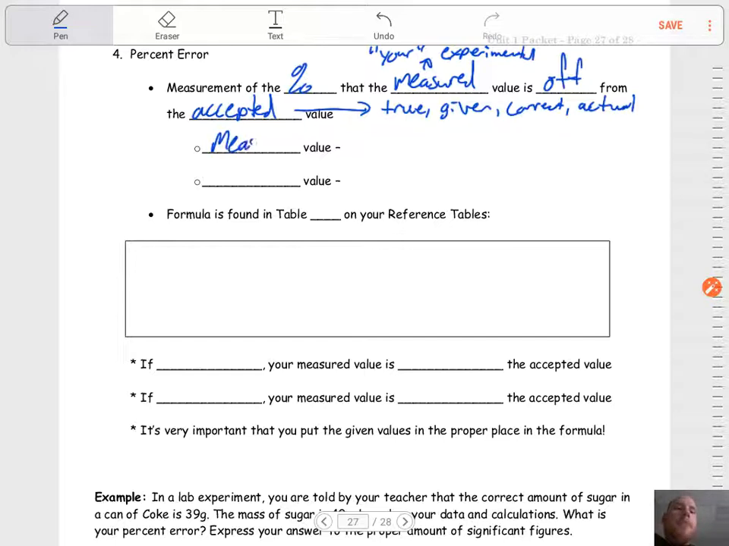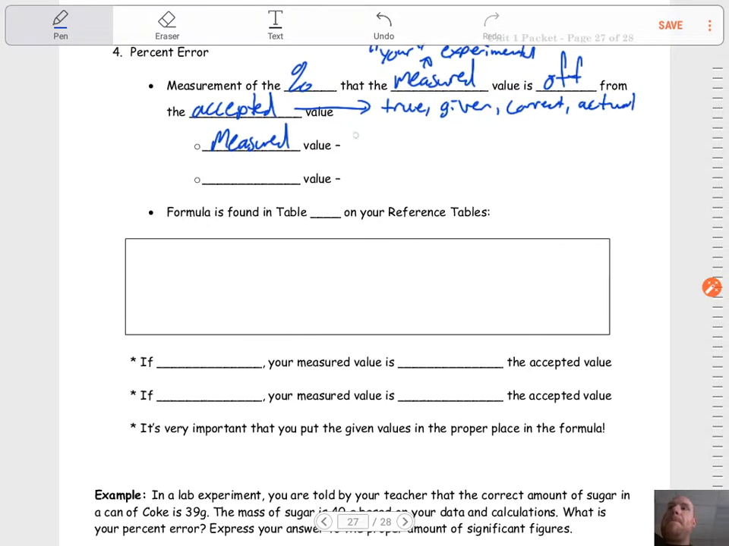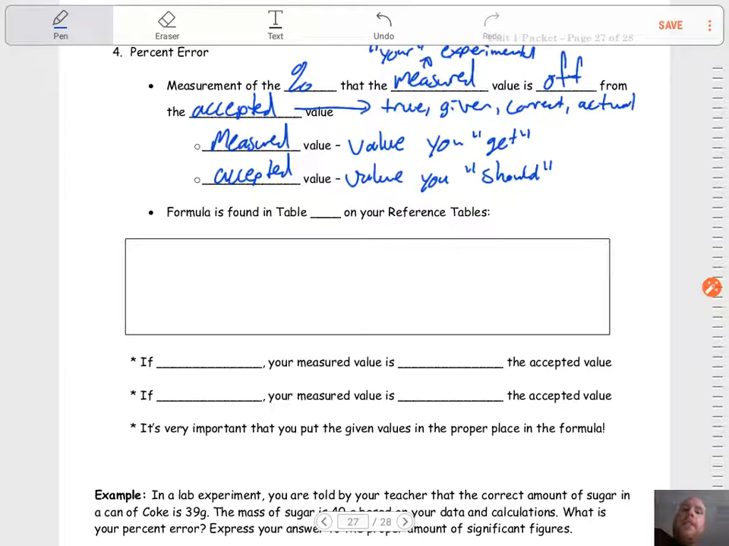So our measured value is the value that you get from doing a measurement, and this accepted, okay, that's the value that you should get. So think about it in terms of a bullseye, right? If you're playing darts or something, or you're shooting at a bullseye, you're trying to get to that center point. That's the accepted value. But let's say you're off a little bit. That would be your measured value.